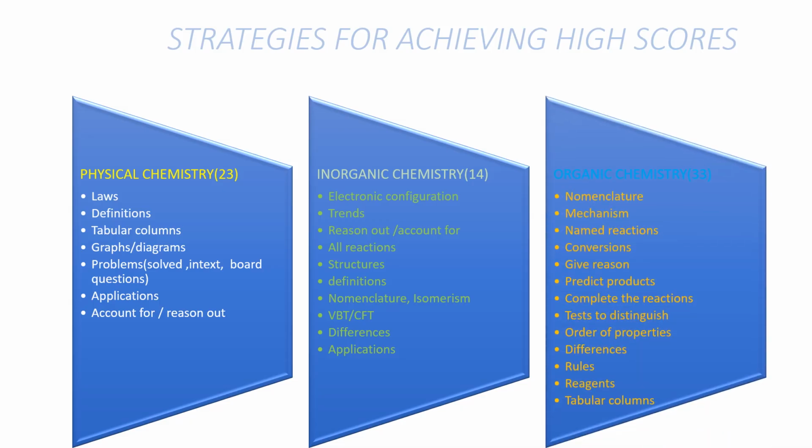To score more in organic chemistry, you have to study the nomenclature and structures, mechanisms, naming reactions, conversions, give reason type of questions, predict the products, complete the reactions, test to distinguish between primary, secondary and tertiary, order of properties, differences, rules, reagents and tabular columns.